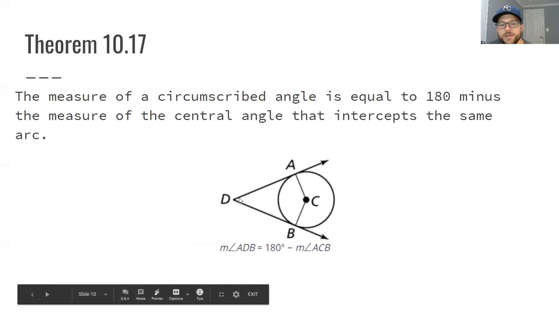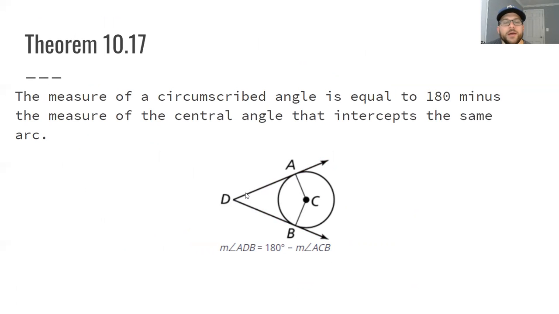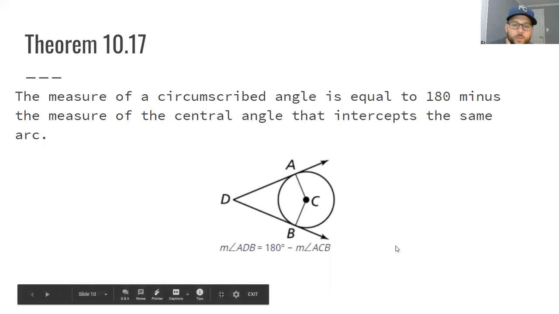So the angle ADB is this angle measure right here. It's going to be equal to 180 minus the measure of the opposite angle. So notice how these tangent lines create perpendiculars to the radius, 90 and 90, which means that the total is going to be equal to 180. So that's where that 180 comes from.